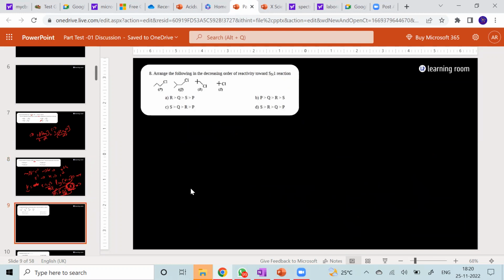Arrange the following in the decreasing order of reactivity towards SN1 reaction. Now SN1, it's always about tertiary greater than secondary.